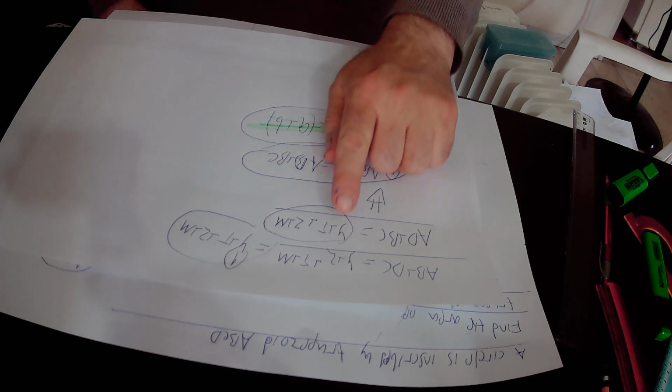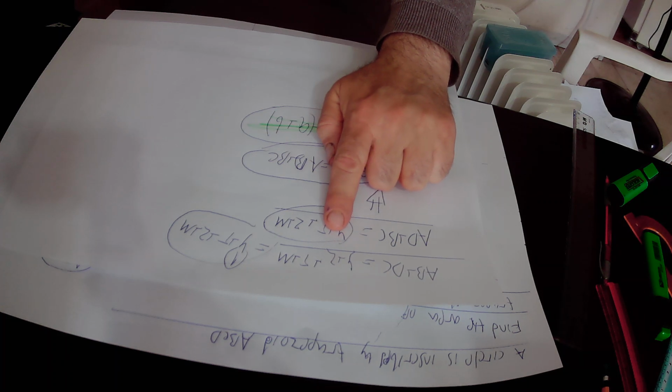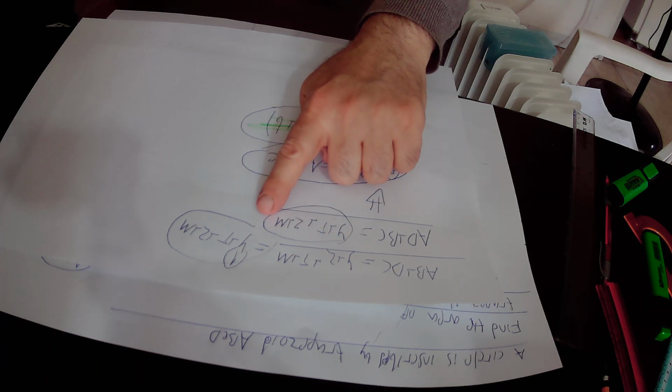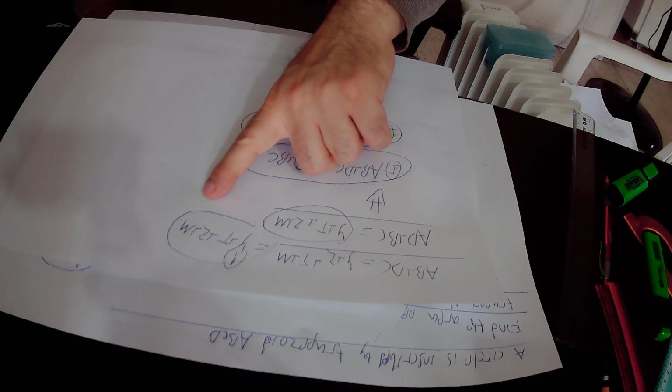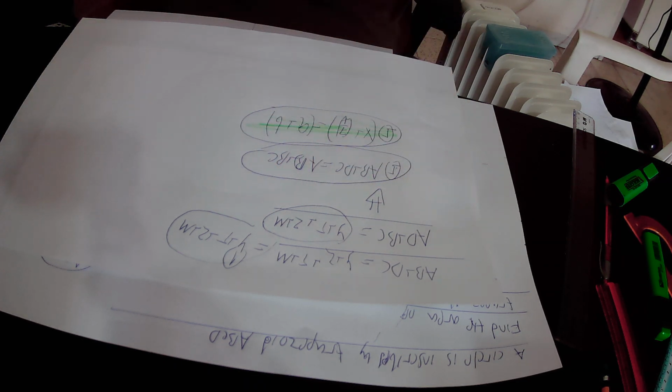Actually, we can change the order of these letters according to the algebraic identity that A plus B equals B plus A. So Y plus Z plus T plus M equals Y plus T plus Z plus M. We just change the order of these letters.